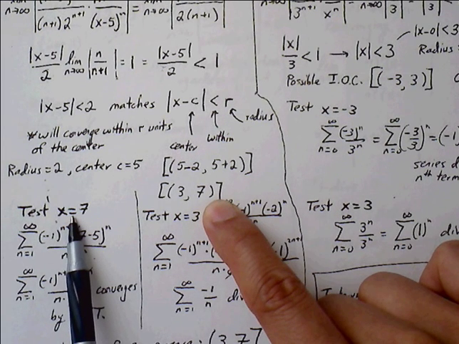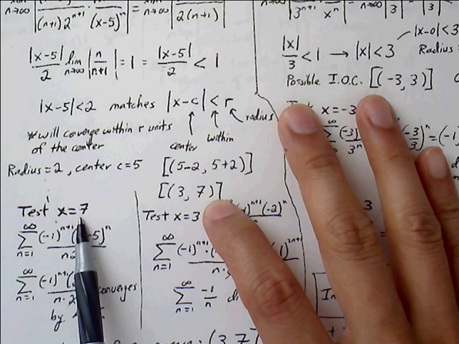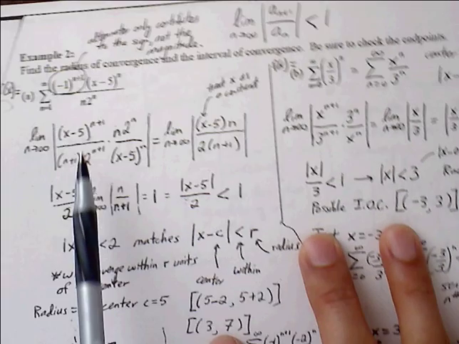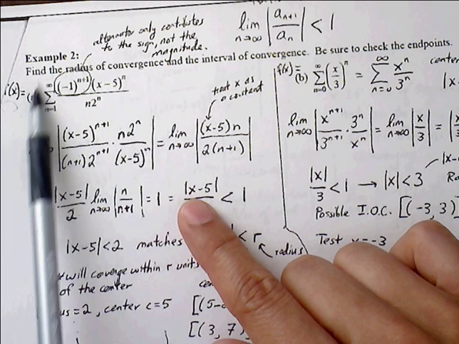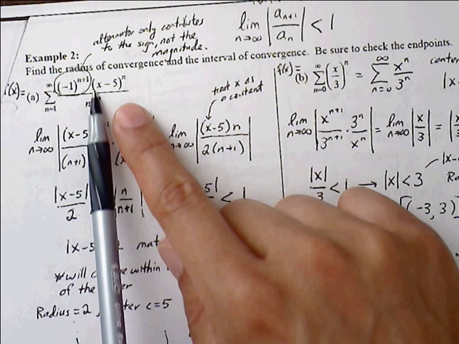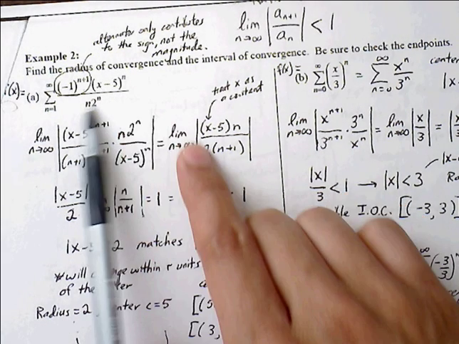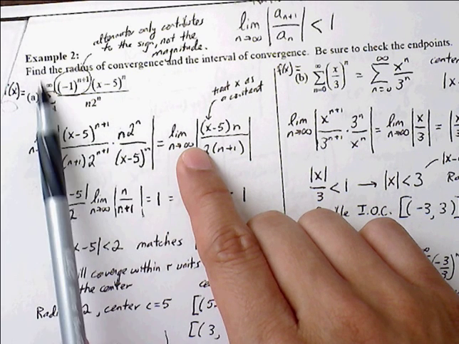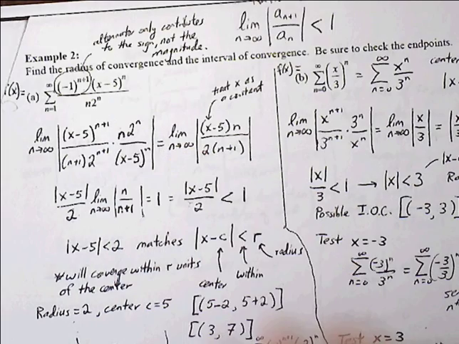So if we test 7, what we do is we take x equals 7 and we replace 7 in for the original rule of sequence that they give us in the problem. So the x gets replaced with 7, and then we're going to clean this up and see if this will produce something that converges or diverges.